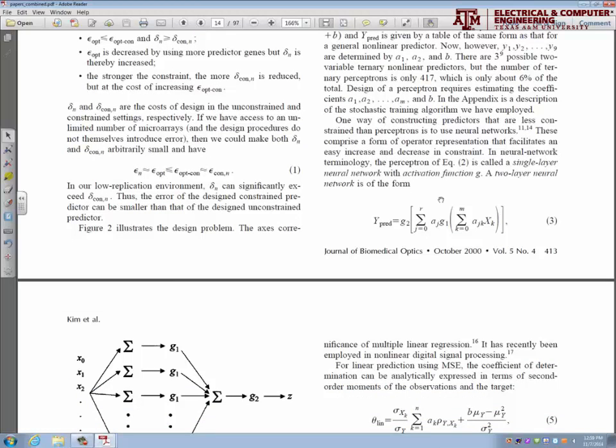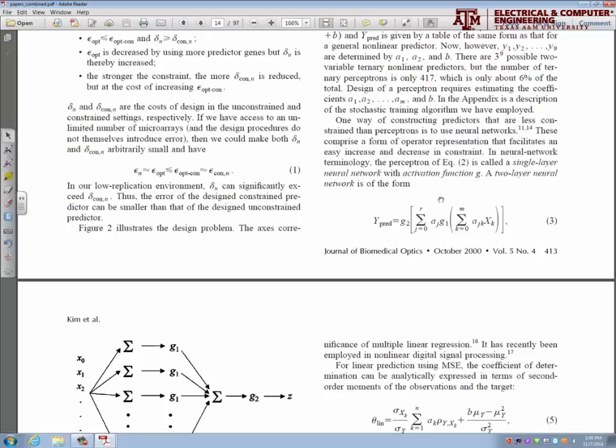Now, one way of constraining predictors which are less constrained than perceptrons is to use neural networks, all right? So here it's just one linear function and then one nonlinearity, okay? In a neural network, you'll have multiple layers, multiple linear combinations going in through one nonlinearity, then again another set of linear combinations going in through another nonlinearity and so on, okay? So you can use that, but again, you'll have more flexibility, but you're going to need more data, okay? Because if you make your predictor function more complicated, you're going to need more data to learn it. And data, at least in cancer genomics, is very, very scarce, right?